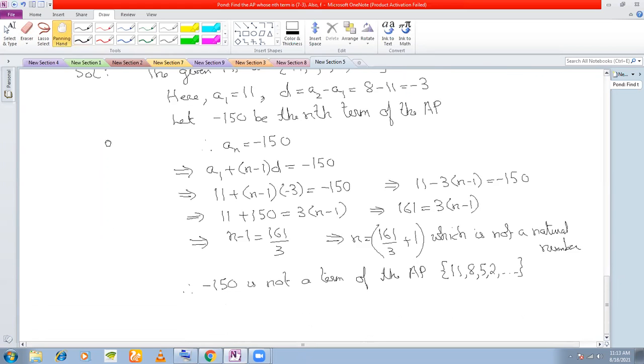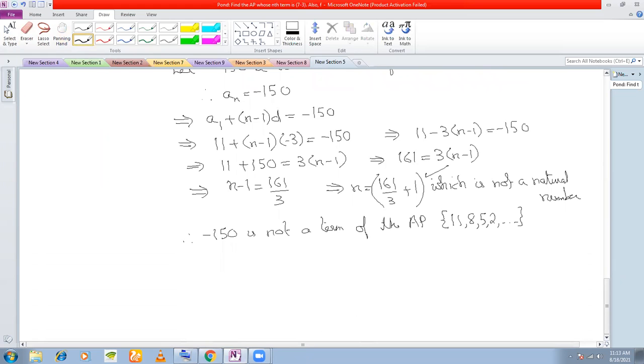If we would have got this as a natural number, then we would have said that this is an element. Do we say 7.5th term, 7.8th term? We don't say. We only say it in terms of natural numbers: first term, second term, third term, fourth term, and so on, right? So that is why we have got the value of n as a fraction. And therefore, we cannot say that minus 150 is an element of this. So I hope this problem is clear. We do the next sum.